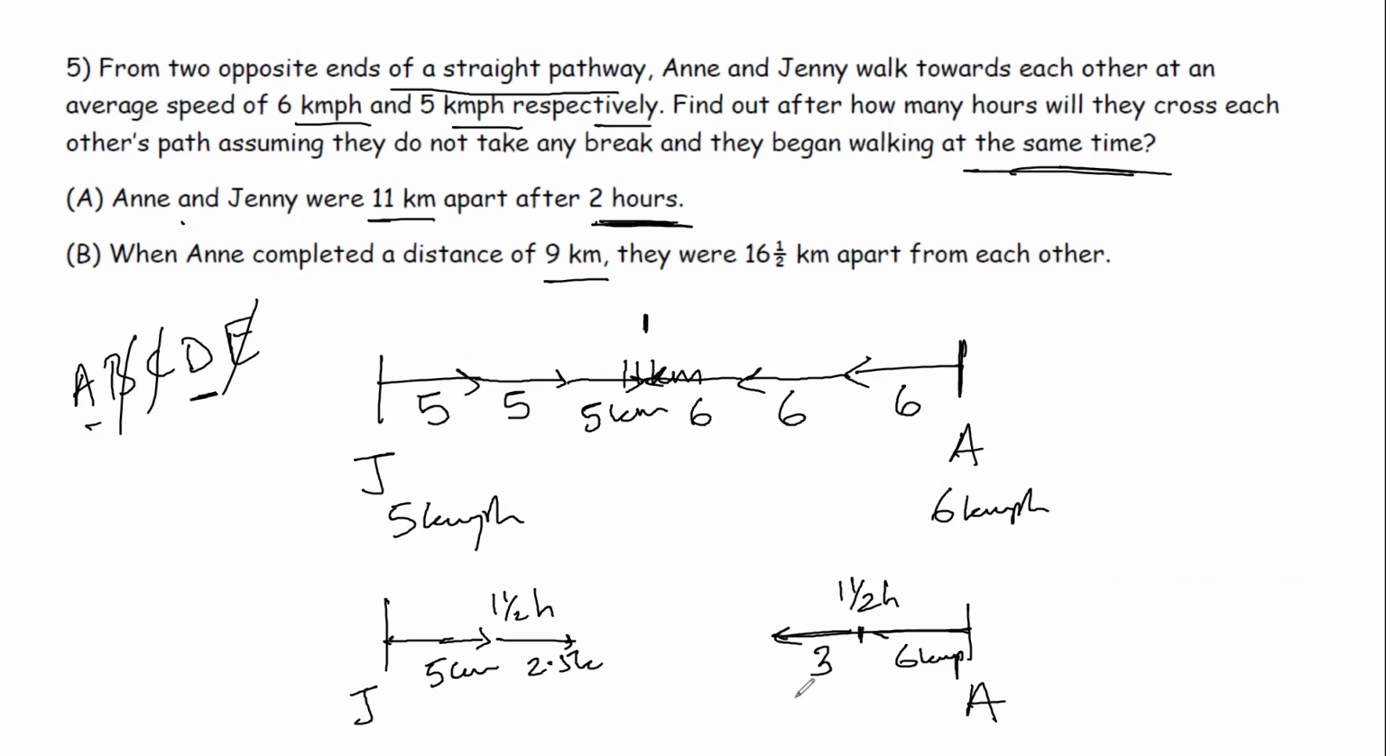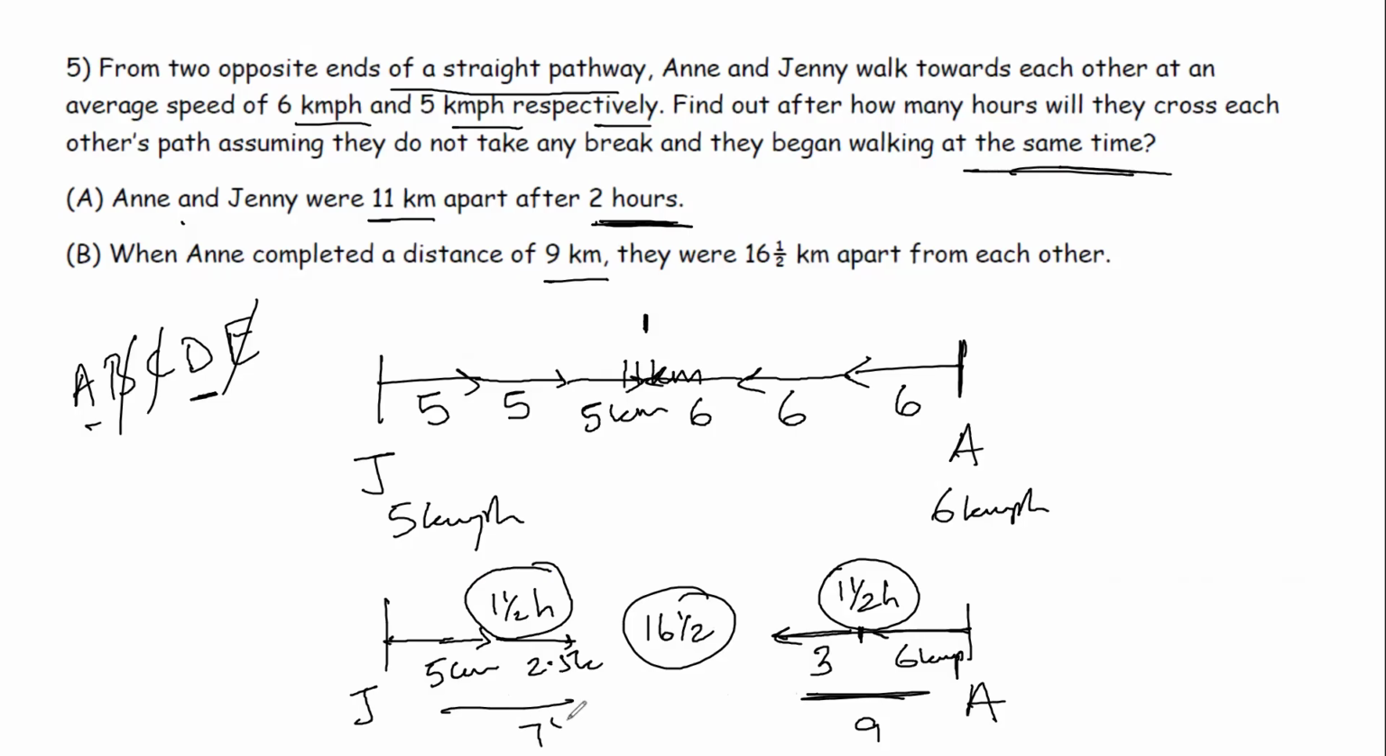When Anne completed a distance of 9 kilometers, they were 16 and a half kilometers apart from each other. So now we know that when she completed 9 kilometers, she had traveled for 1.5 hours. So clearly, Jenny also traveled for 1.5 hours and she covered 7.5. And between them, it is 16 and a half kilometers apart. As you can see, this is 9 and this is 7.5. This is also 16 and a half. Correct?